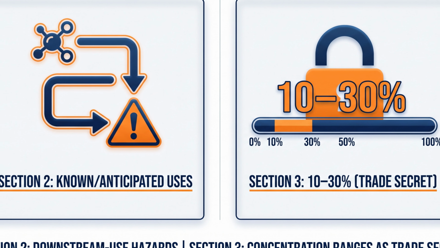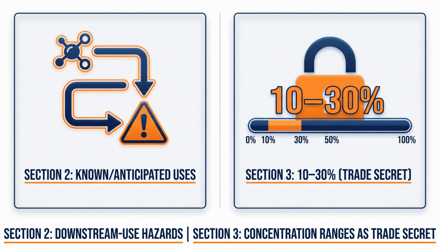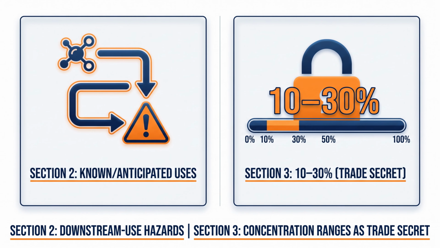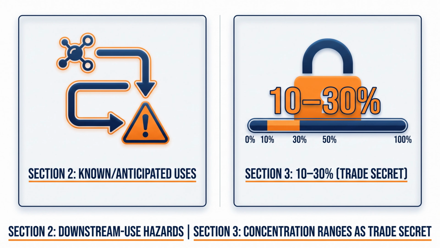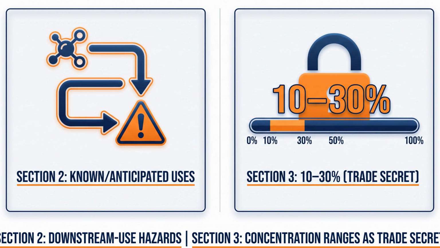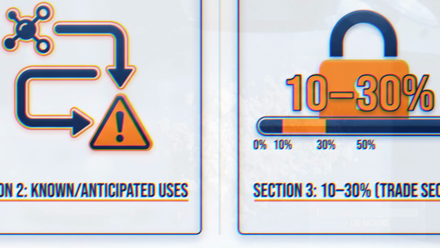Section 2 now requires manufacturers to consider hazards from known or reasonably anticipated downstream uses, like a chemical reaction or a change in physical form, not just the raw chemical itself. Section 3 now allows concentration ranges, not just exact percentages, to be withheld as a trade secret, aligning US rules more closely with Canada's system.